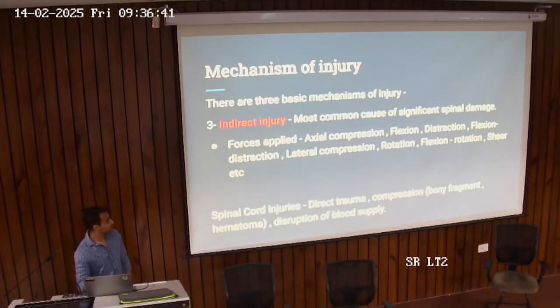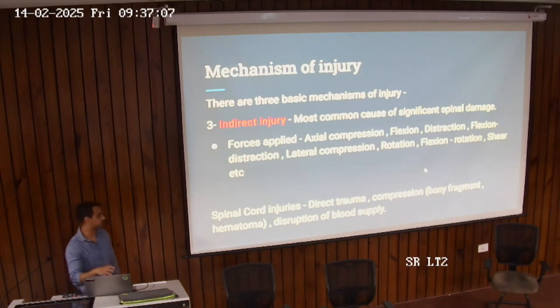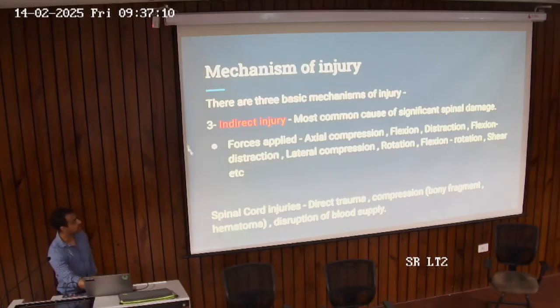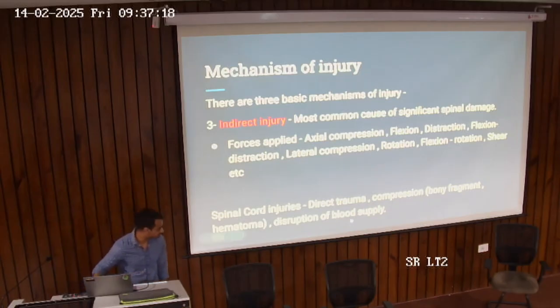So forces applied can be axial compression, where the patient jumps and all the force comes from up to down; flexion distraction, where the patient bends forward or extends back, or both flexion and distraction together, which usually happens in RTA when the patient goes front and back quickly. It can be lateral compression, rotation, flexion rotation, shear, basically all combinations of these forces. So spinal cord injuries in all these three cases can be direct trauma, compression, basically the primary and the secondary injuries we just read, or there can be disruption of the blood supply. This will be a secondary injury, this will be a primary injury, again a primary injury.